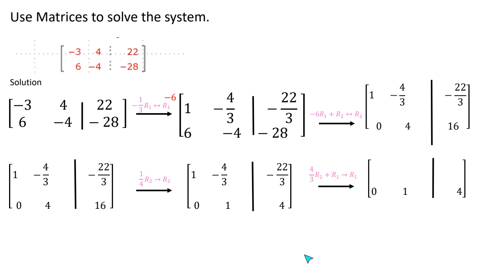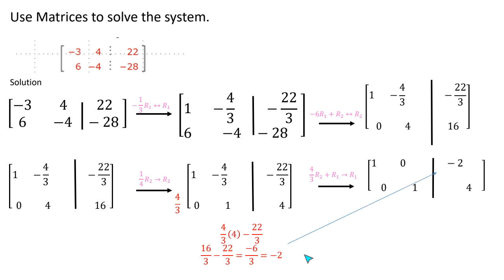So let's go ahead and multiply. 4/3 times 0 is 0. 0 plus 1 is 1. That goes there. Let's multiply 4/3 times 1, which is 4/3. 4/3 minus 4/3, that's 0. That goes there. And then the last one, 4/3 times 4, that's 16/3, plus a negative 22/3, which is going to give us a negative 6/3. And negative 6 divided by 3 is a negative 2. And that's going to go there.